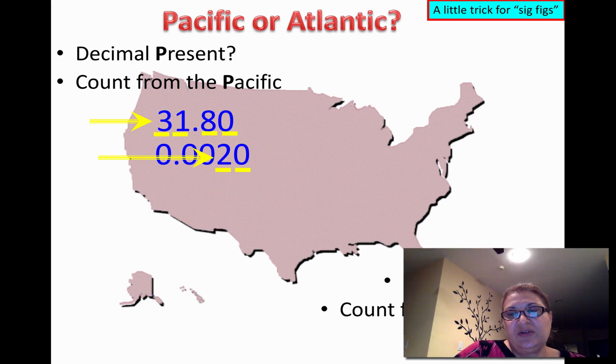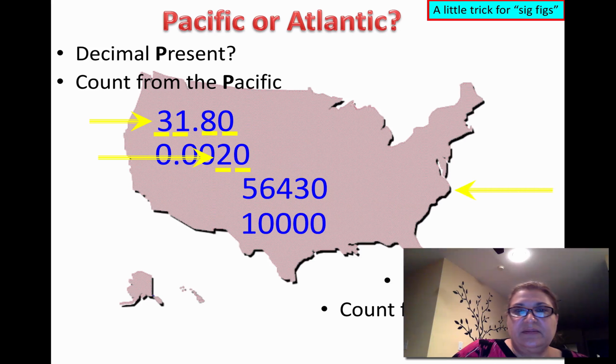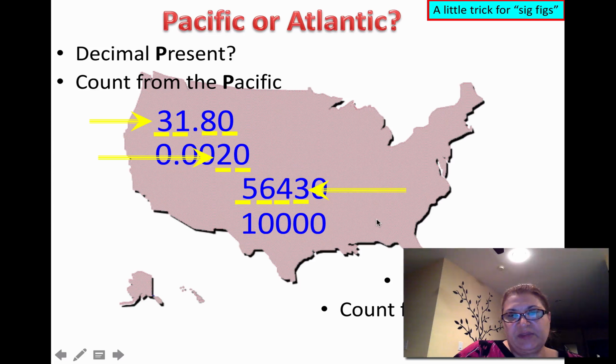If there's no decimal, then we count from the Atlantic. First zero does not count, and these 1, 2, 3, 4 are significant numbers. No decimal, you go up to the first significant number, which is one significant figure.